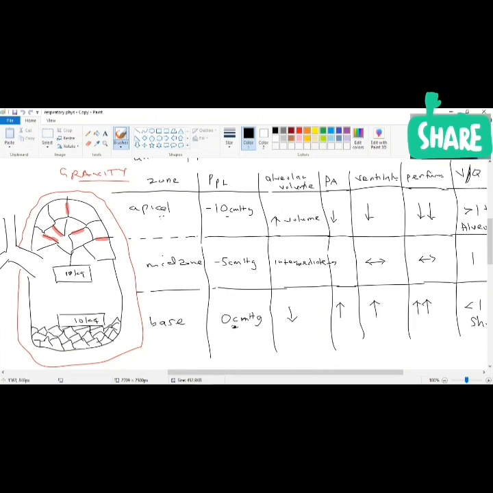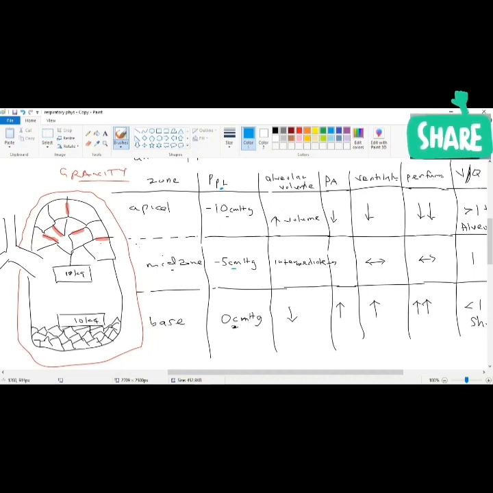Okay, so the pleural pressure. Look at this. Imagine the mid zone is normal, like baseline. PPL here means pleural pressure. Like we said, the pleural pressure is usually negative at baseline, at rest. So in the mid zone, pleural pressure is negative 5 centimeters mercury. But what happens to the top of the lung? And then let's look at what happens at the bottom.